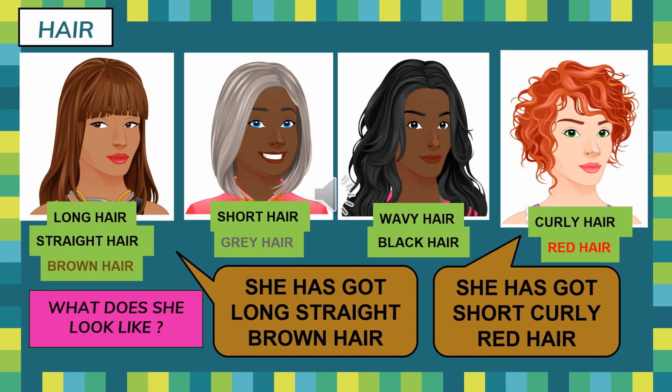Pay attention on this slide, the previous slide. When we want to construct the sentence, the sentence will be she is or he is. But when you want to describe someone's physical appearance using their hair, the sentence will be she has got. So don't forget to focus on what point you want to describe in someone's physical appearance.